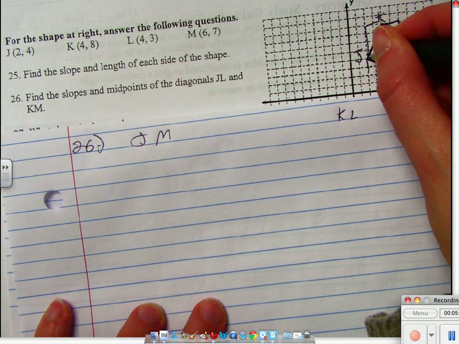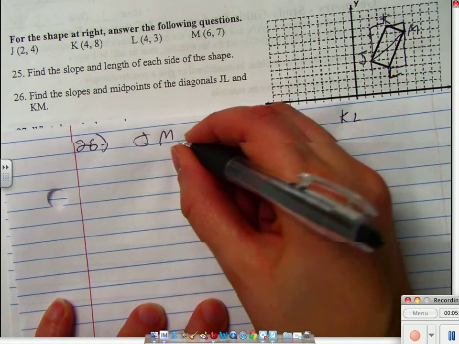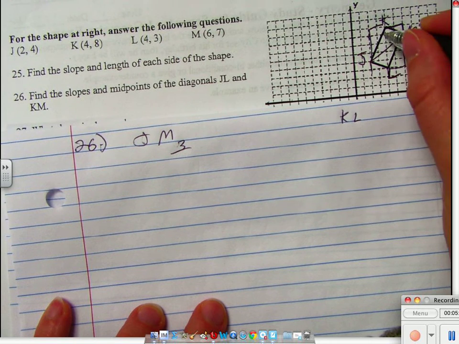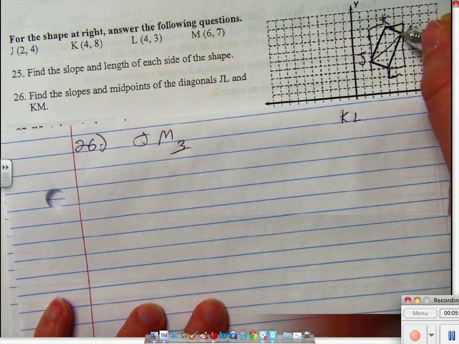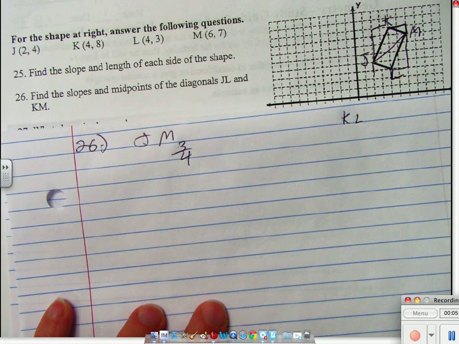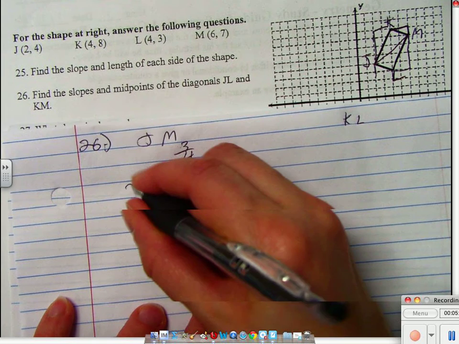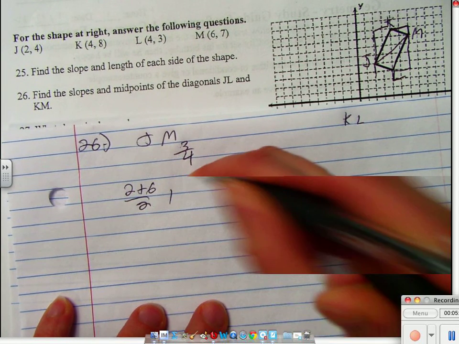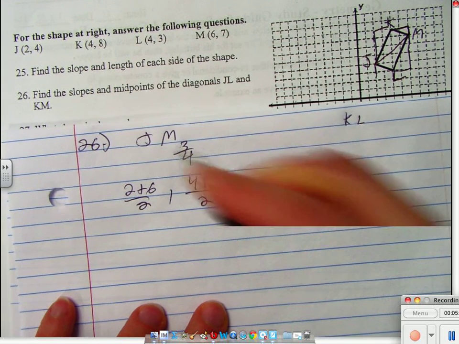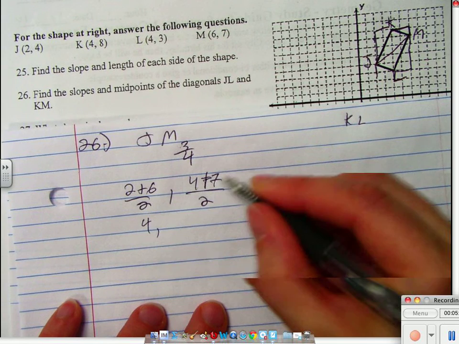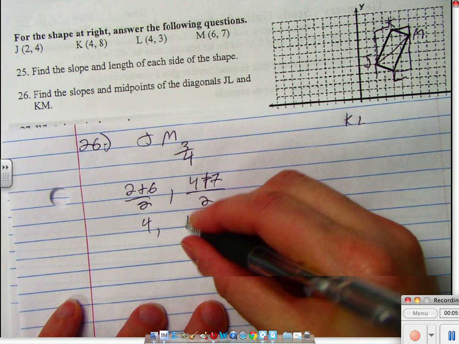I'm going to go up 1, 2, 3. And I'm going to go over 1, 2, 3, 4. So 3 over 4 is my slope. J to M, remember the midpoint formula is the x's added together. So that's 2 plus 6 divided by 2. And 4 plus 7 divided by 2. 2 plus 6 is 8, divided by 2 is 4. 4 plus 7 is 11, divided by 2 is 5.5.